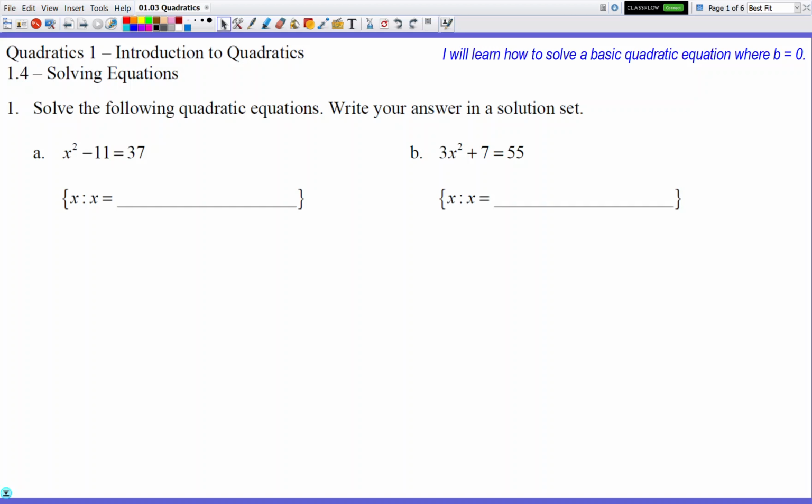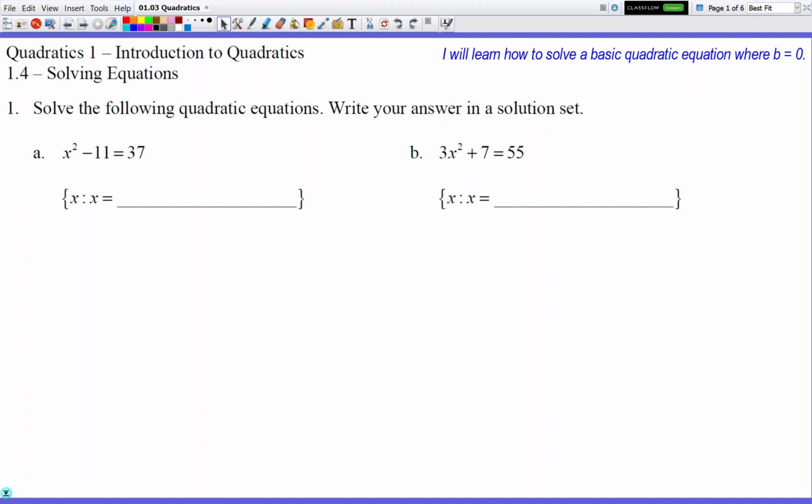Okay, so we're going to solve for x, which is basically the same kind of skills that you did back in Algebra 1, and probably a little bit in geometry as well, where you just want to make the x by itself. When you look at problem A, you're going to say, oh yeah, there are two things attached to the x that we need to get rid of: the negative 11 and the square.